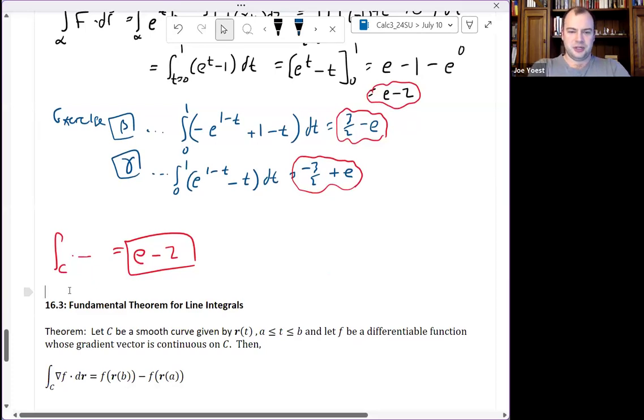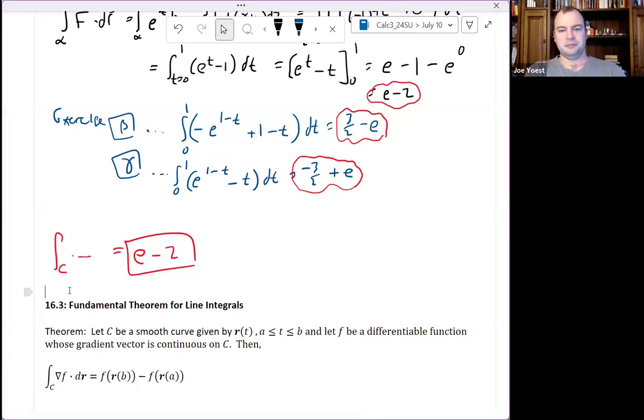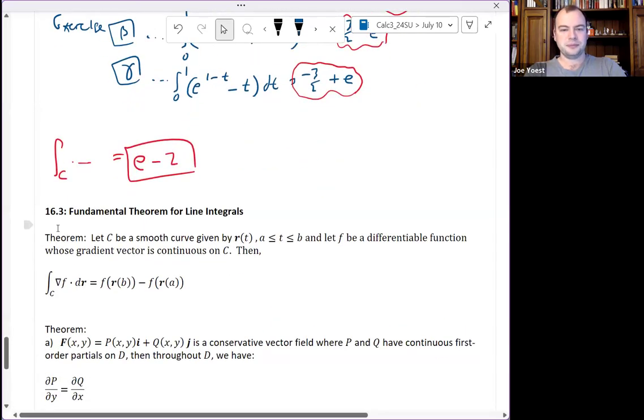Okay, so that finishes up most of 16.2. Again, I think I'm going to throw in an extra example or so, maybe on gravity or something like that. But that wraps up the main ideas in 16.2. And now we're moving on to 16.3, the fundamental theorem for line integrals.